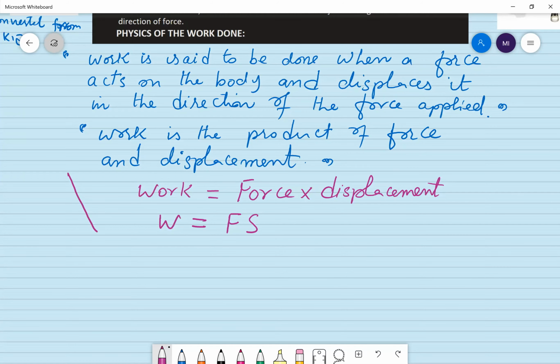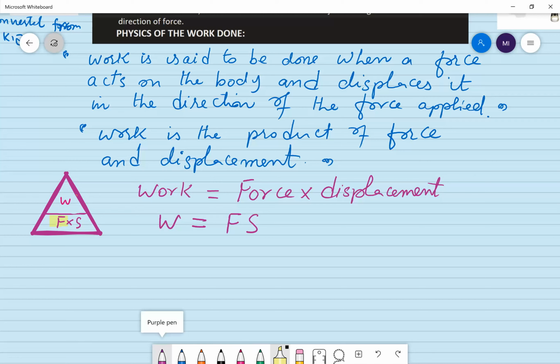I just want to do it like this. The work done equals F into S. Use the thumb rule: if you place your thumb over W, then work done will be equal to F into S. If you place your thumb over F, force will be equal to work done by the distance. So this is a memorization rule rather.